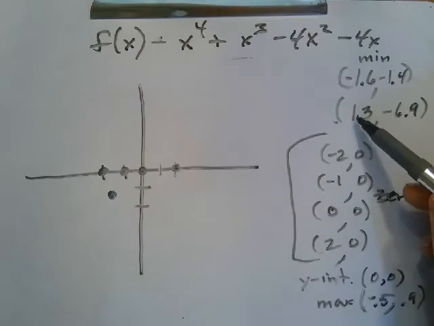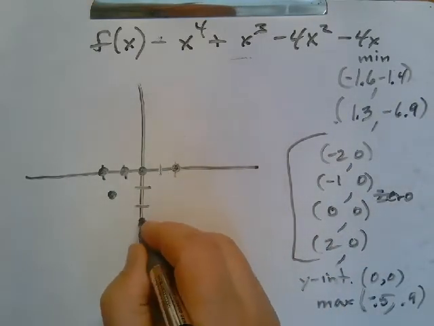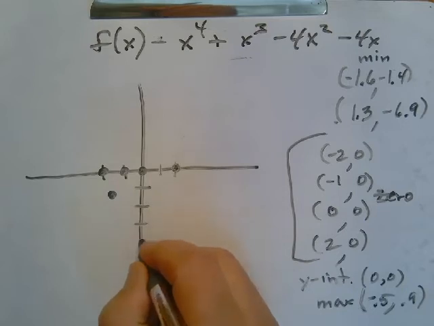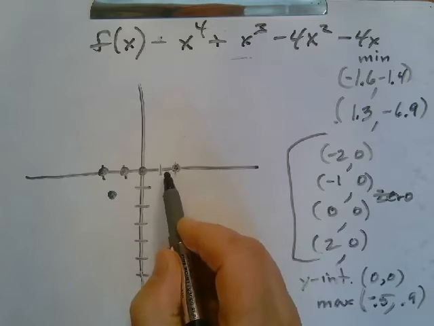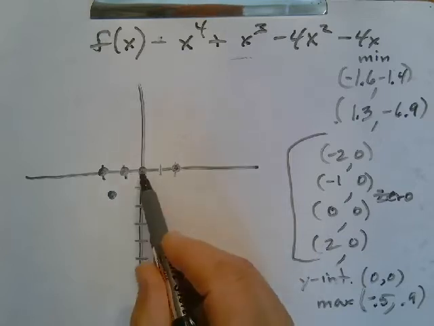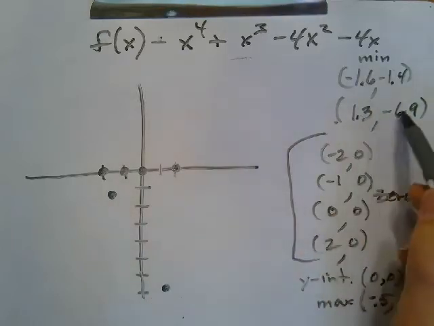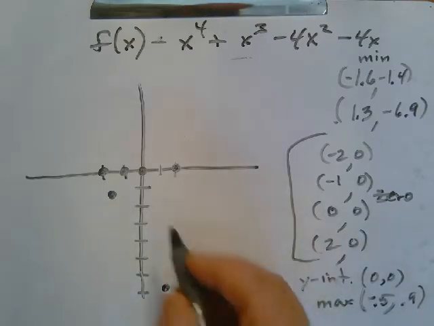We've got another minimum at 1.3, negative 6.9. I got to go way down here. 3, 4, 5, 6, 7. Negative 6.9 is right about here. 1.3, I'm doing this one here. Negative 6.9. 1, 2, 3, 4, 5, 6. That's right about here. Finally, we have a maximum at negative 0.5.